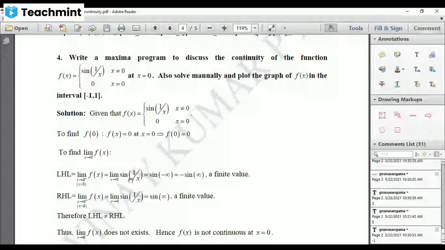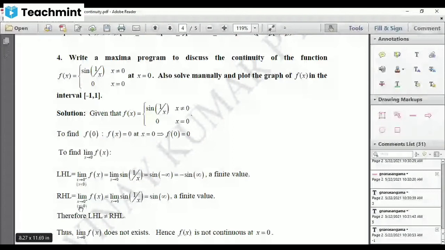Since you are giving x values less than 0, that means you are going to give only negative numbers. For any negative number, 1 by x will be going towards minus infinity. So sine of minus infinity, you'll get minus sine infinity, which is a finite value, but you cannot take this because it is indeterminate. It's not possible to determine. So it's indeterminate. RHL, x greater than 0.